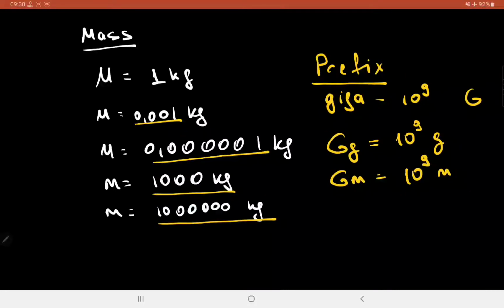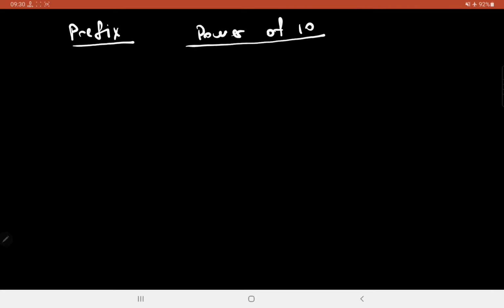Let me write some prefixes that will be useful in the future. Prefix, name of the prefix, power of 10, and abbreviation. Abbreviation means the symbols that we use to describe it.